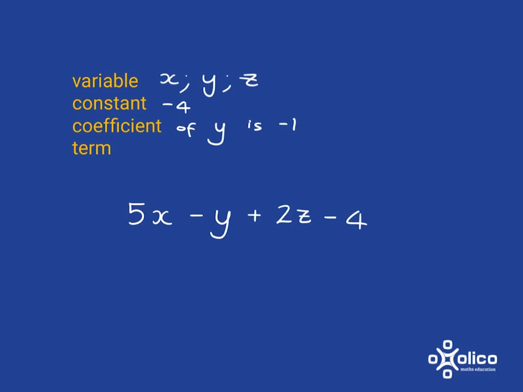And then terms in an algebraic expression are things that are separated by the addition and subtraction sign. So in this expression here, we've got 1 term, we've got 2 terms, 3 terms, 4 terms. So in this case, we have got 4 terms.